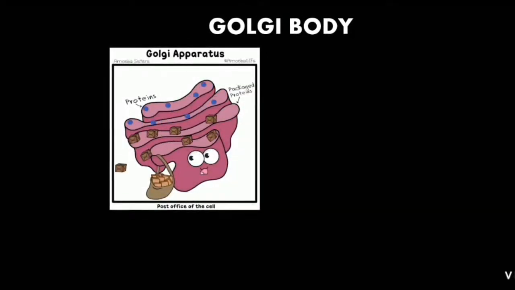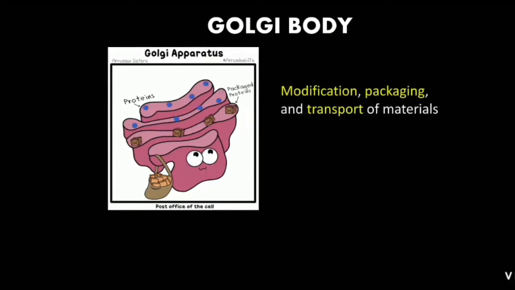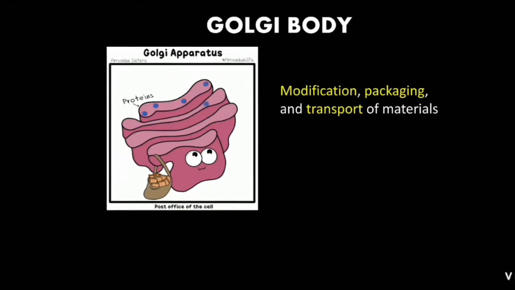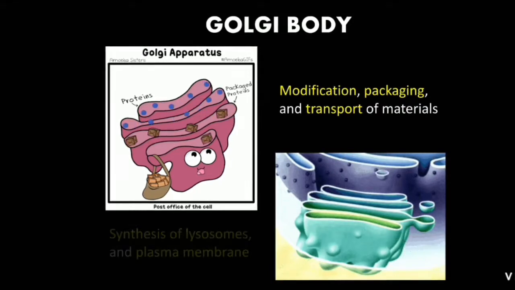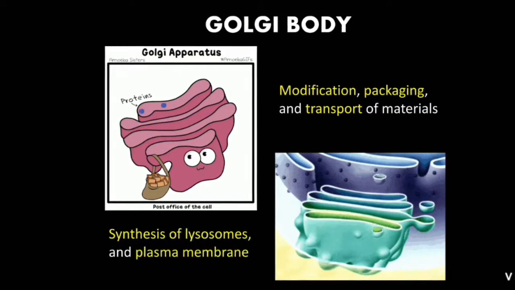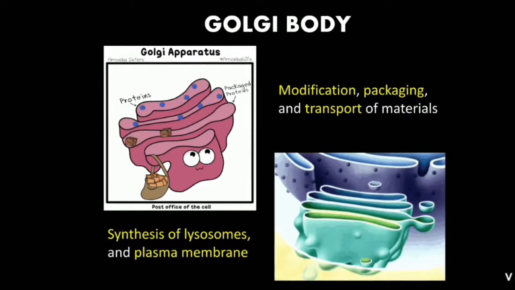Golgi body. This is the structure of the Golgi body. It's like a pouch, some pouch organelles. The function is modification, packaging, and transport of materials. And the second function is synthesis of lysosomes and the plasma membrane.